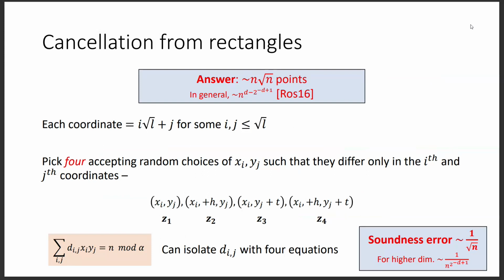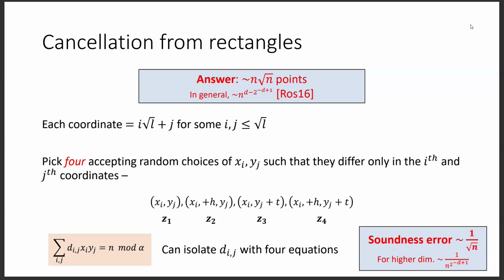In general, for higher dimensions, you can ask the same question, but with boxes, which are 3-dimensional, like higher dimensional rectangles. And the best bound we know is very close to n to the power d. So, why am I talking about this?